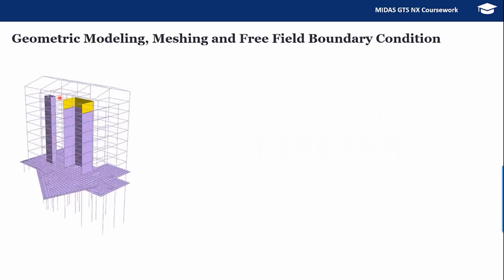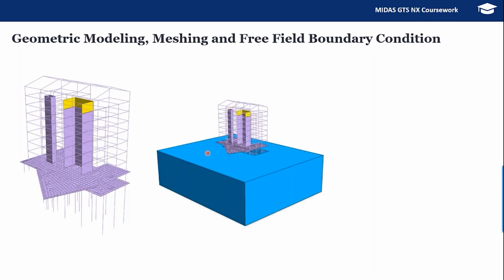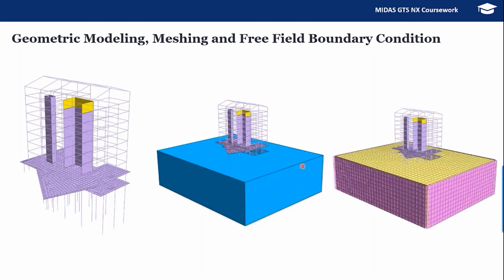This is a building which we are going to import from MIDAS Gen, and underneath this building, we'll be modeling a soil. This is what we are going to do in GTS NX, and then this soil will be meshed by applying the free field elements. These are your free field elements. As I'm talking about the free field and dynamic boundary conditions, we'll discuss the dynamic conditions now.